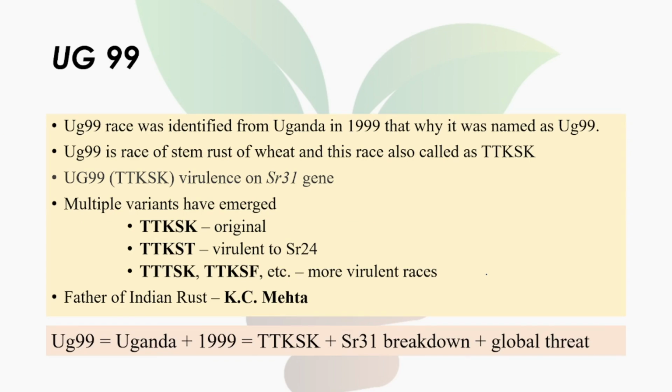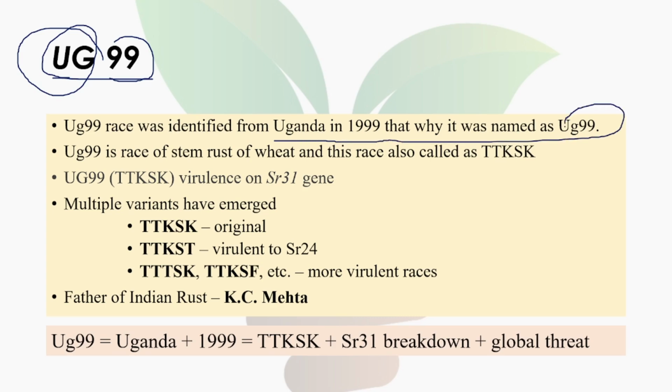There is another race related to wheat stem rust called Uganda 99. UG99 means this race was first identified in a country called Uganda, in the year 1999. It was actually identified in 1998, but the full description and full scale research started in 1999. That's why it is named Uganda 99.